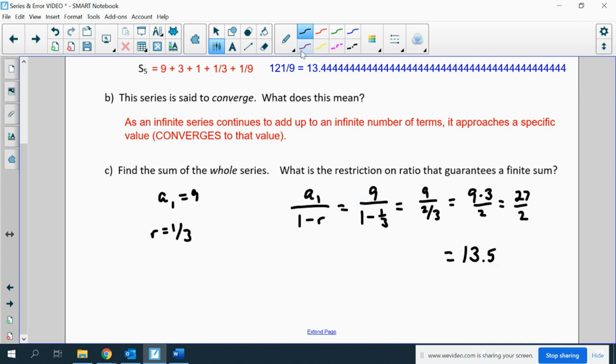And we know that this works. The restriction on the ratio that guarantees that it's a finite sum is that the absolute value of R in this case is less than 1, so we know that we're going to get a finite sum. So that means that this infinite series converges, and it converges to a specific value.